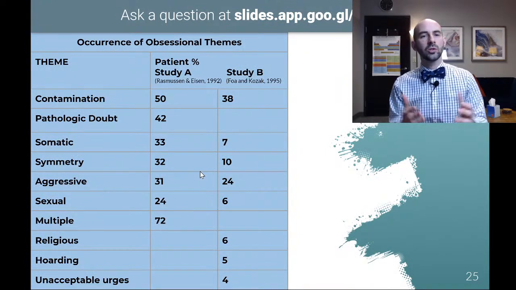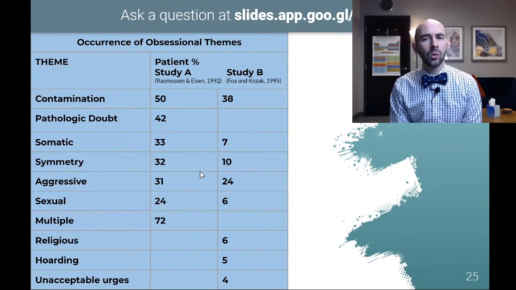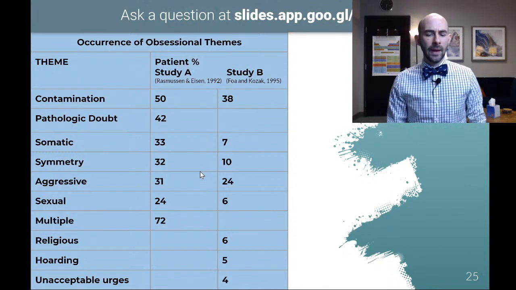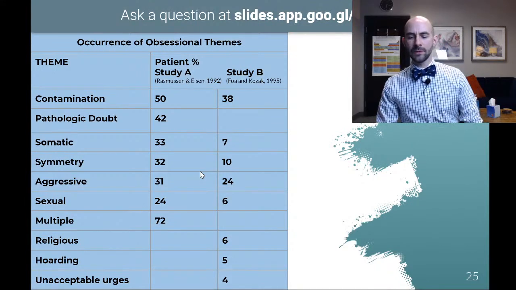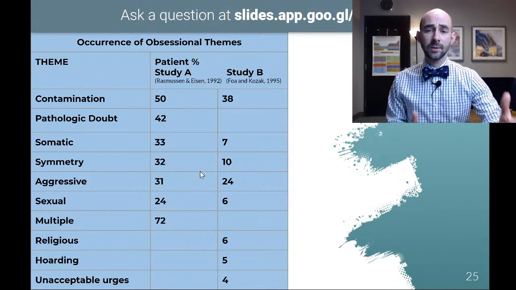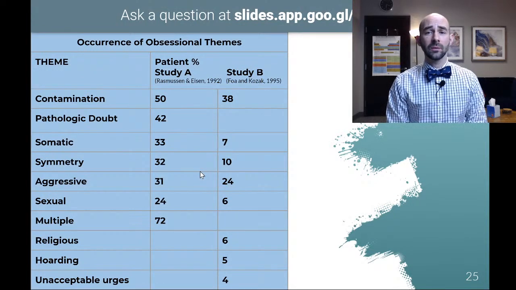All right, so just to leave this up here, a couple of charts on the occurrence of obsessional themes. I wish the research were a little bit newer on this. You can see 92 and 95, two different studies. I think we'd have more examples and be even a little bit tighter with the research if we did it today. But as you can see, it's very, very common for contamination.